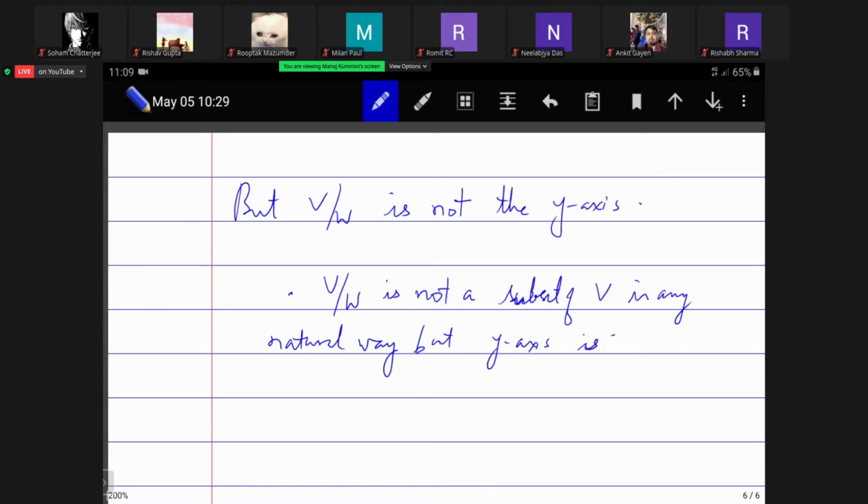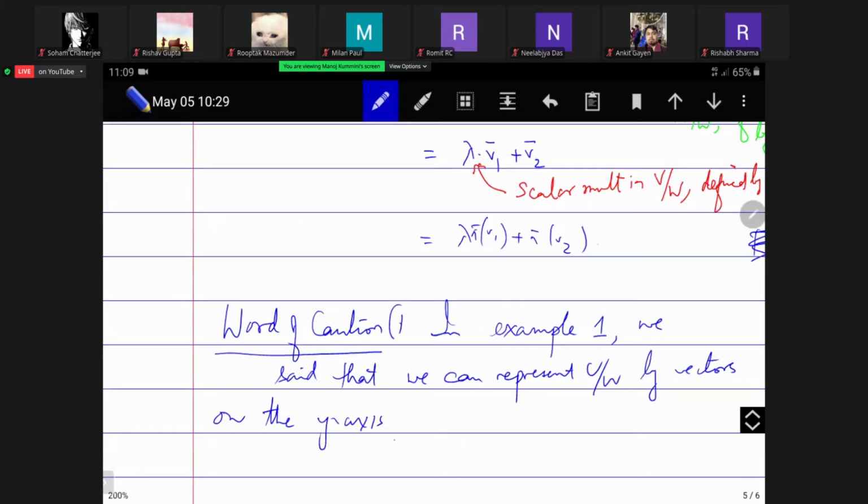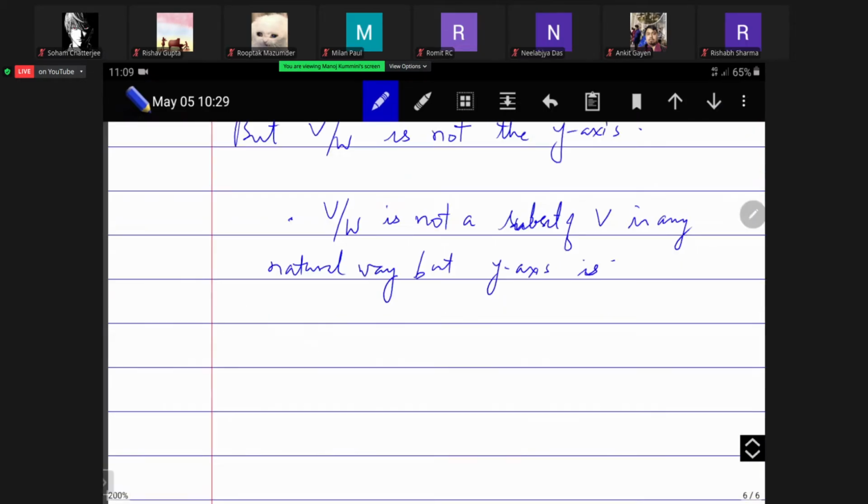So we'll see what is the natural context in which V mod W shows up. But it's not a subspace. So that's the first observation. The second thing that I want to, so maybe this is word of caution one. Word of caution two.